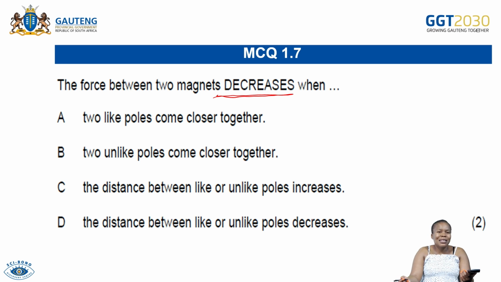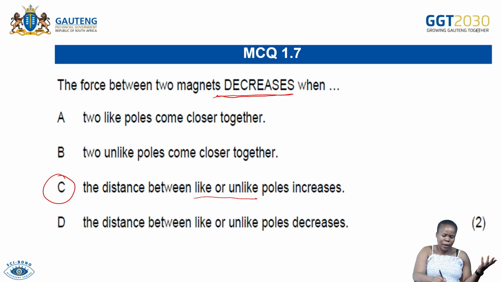No. C: the distance between like or unlike poles increases. Yes. And option D says the distance between like and unlike poles decreases. No, because we're looking at when you are pulling them far apart from each other. So definitely it is option C. If we were to complete the sentence, the force between the two magnets decreases when the distance between the like or unlike poles increases.